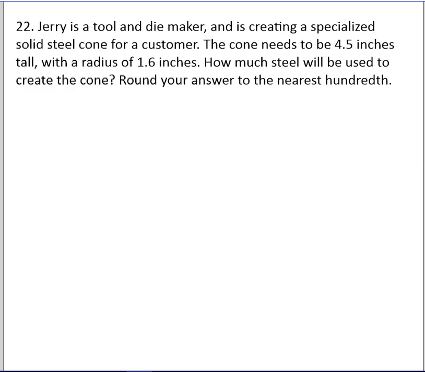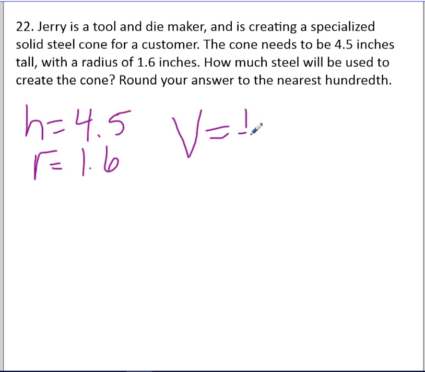Our next question, we have our tool and die maker, Jerry, creating a steel cone that's solid. The cone is 4.5 inches tall, so that's our height. And a radius, good, they didn't give us a diameter, of 1.6. So how much steel will be used? This is volume because it's solid steel. So volume equals, since it's a cone, we'll use the formula 1/3 pi r squared h.